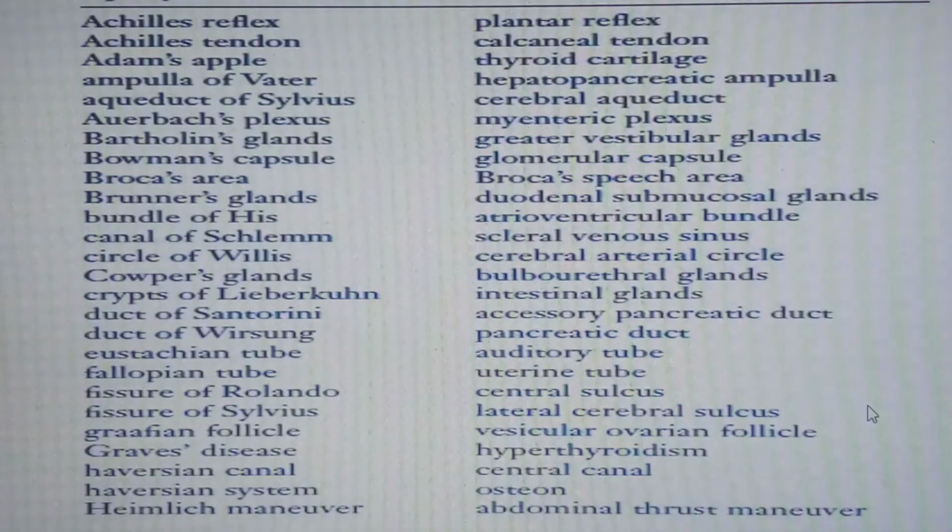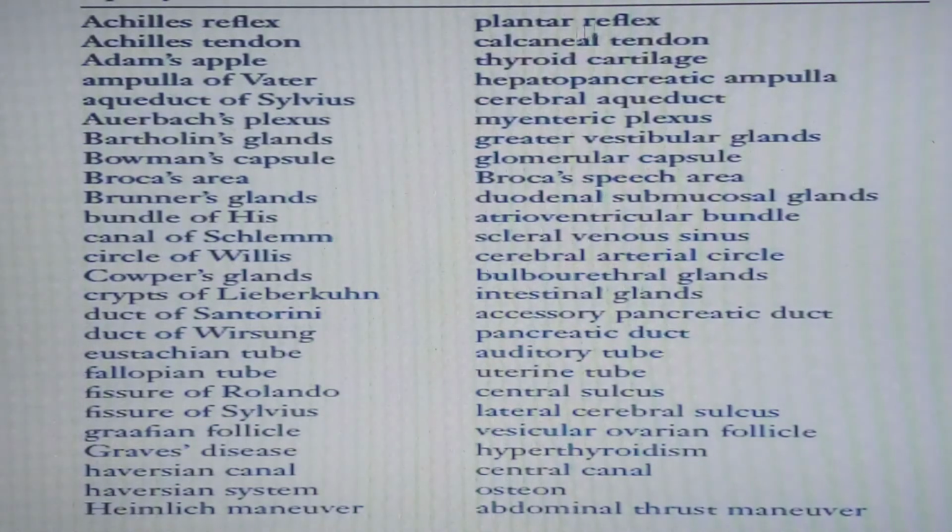Now, there are other things too that we have to actually know. There are some names which we know by the anatomical name, but sometimes we mention the eponyms, the eponymous part of the name. And these eponyms are names given to some structures, named after people, especially those who discovered them.